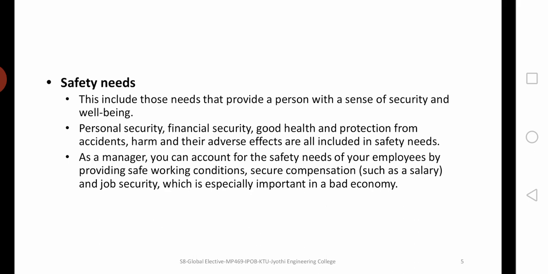And if you are a manager, you account for the safety needs of your employees by providing safe working conditions, secure compensation, maybe in terms of salary. If anything happens, secure compensation has to be provided, and job security, which is especially important in a bad economy. Sometimes persons will not have a good financial status. In those cases, they will be working so hard and sincerely, they have to be provided with job security.